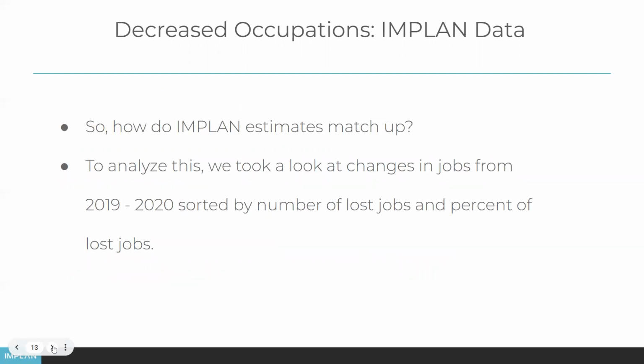So how do IMPLAN estimates match up to this in a preliminary look at the 2020 data? To analyze this, we took a look at the changes in jobs from 2019 to 2020, sorted by number of lost jobs and percent of lost jobs, estimated by using our occupational ratios within IMPLAN industry data. The following results are all presented at the detailed level code.